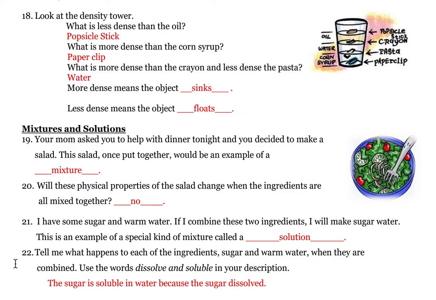22, tell me what happens to each of the ingredients, sugar and warm water, when they are combined. Use the words dissolve and soluble in your description. The sugar is soluble in water because the sugar dissolved. That's a good example of my sentence using dissolve and soluble. If you have a different sentence, make sure that you use soluble and dissolve and talk to your teacher about it.